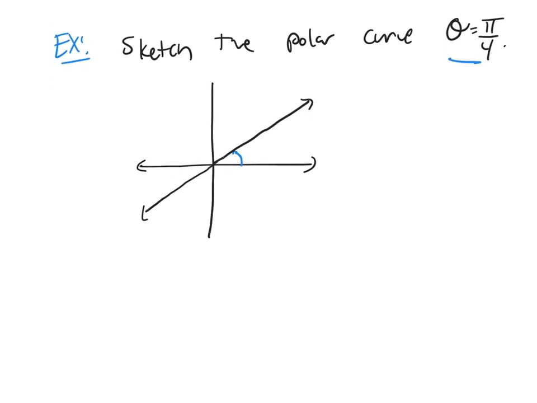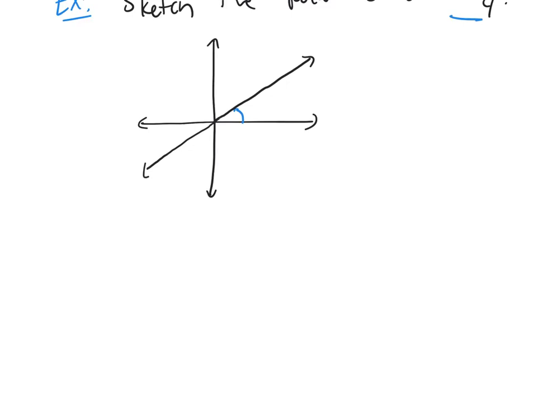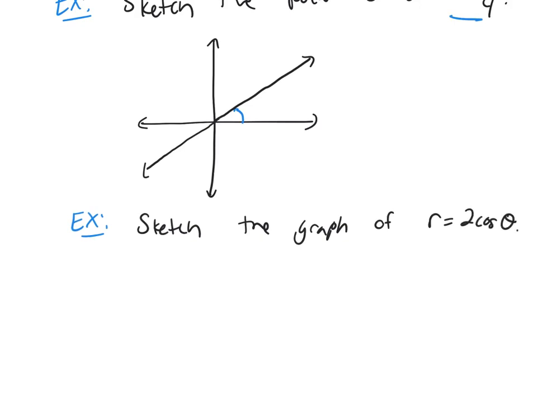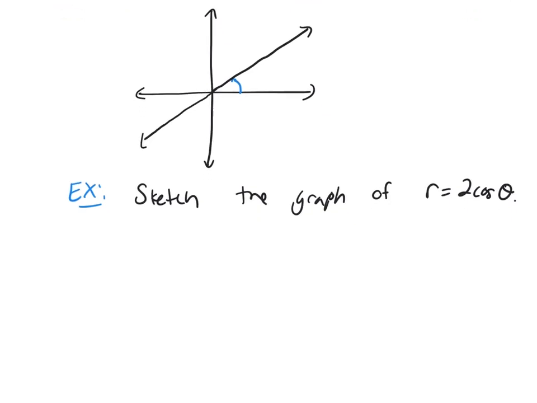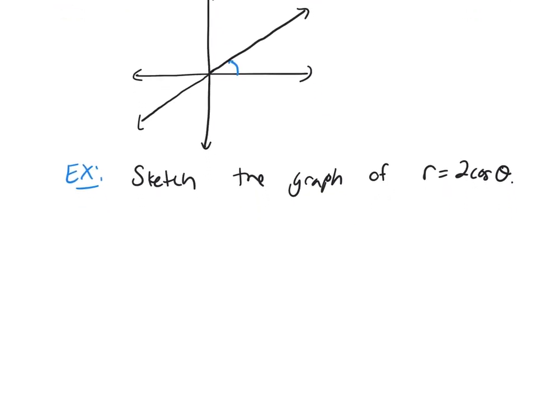All right, so let's graph one more function, something a little bit more complicated. Let's sketch the graph of r equals 2 cosine theta. If you remember back when you first learned how to sketch curves, you learned to plot points. And so that's what we're going to do here.